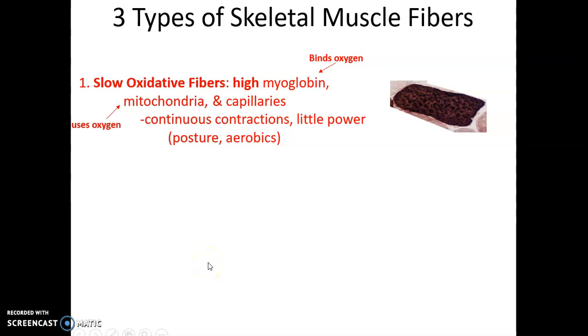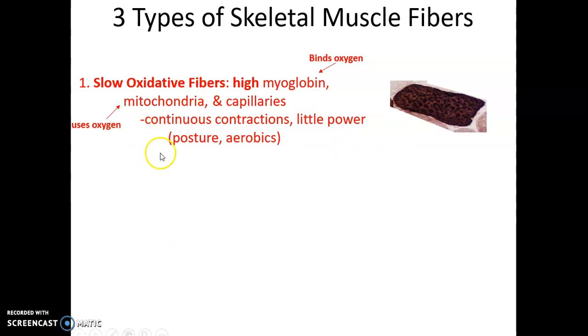All right, types of skeletal muscle fibers. So there are three main types of muscle cells. You have the slow oxidative fibers. Slow oxidative fibers use oxygen to produce energy. So they have lots of myoglobin in their sarcoplasm. This makes them very red in color, and myoglobin binds oxygen and stores it in the cell. They have lots of mitochondria that use the oxygen to make ATP, and there are lots of adjacent capillaries to provide more oxygen and glucose.